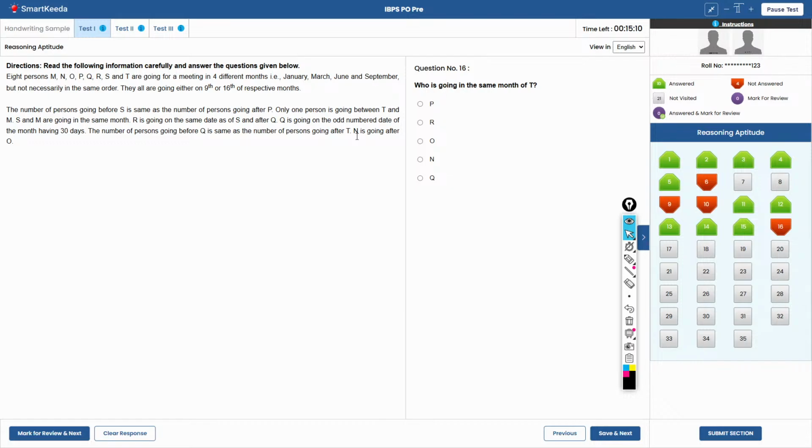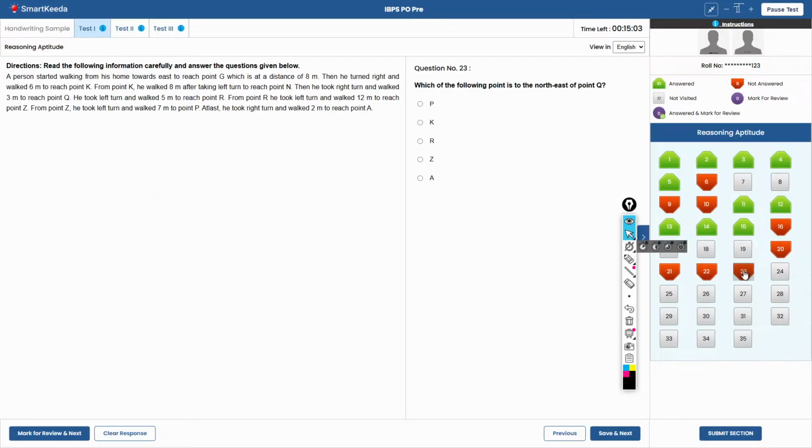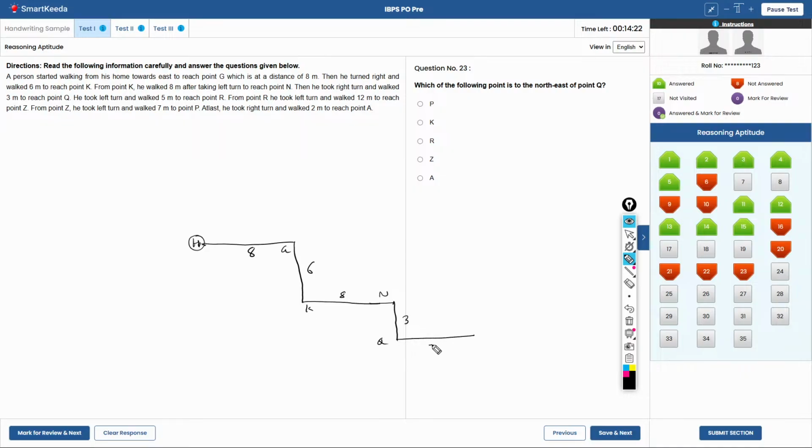Okay, for different months, okay. A person starts walking from his home towards east to reach D. So this is home, distance of 8 meters to G. Then he turned right, walked 6 to reach point K. From point K, he takes a left turn and 8 meters again to reach point N. He took a right turn and walked 3 meters to reach point Q. He took another left turn and went 5 meters to reach point R.